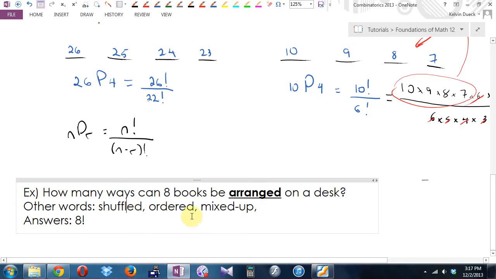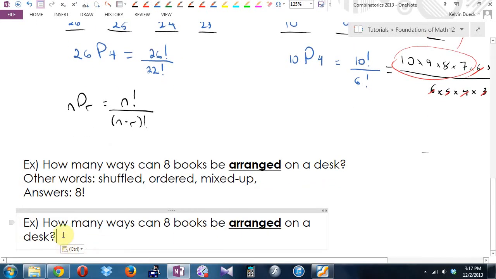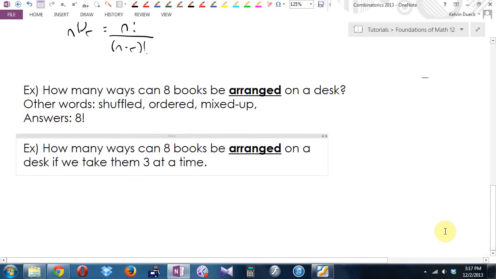Okay, I could give you the same question if we take them 3 at a time. So suppose I have 8 books, but my desk only has room for 3 of them. How many different ways can I rearrange them? Okay, so how can I write this? There's 3 different ways I can write this. The shortest way, which is what? Please, get your calculator.